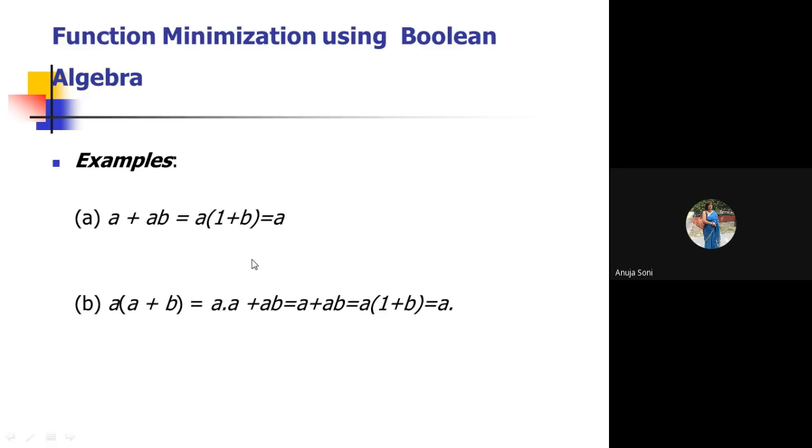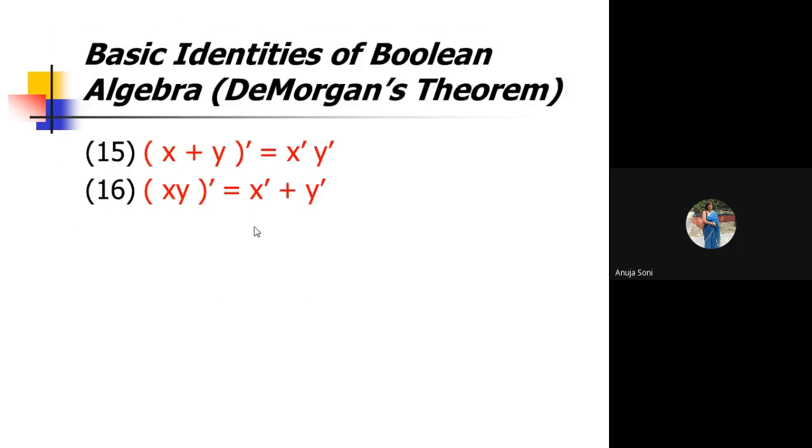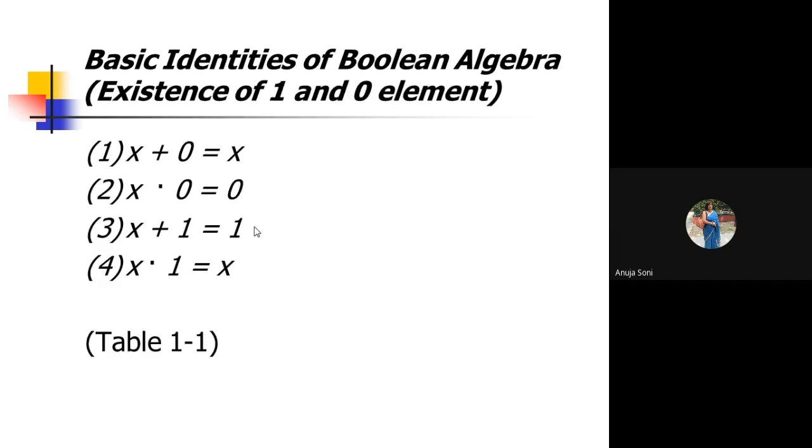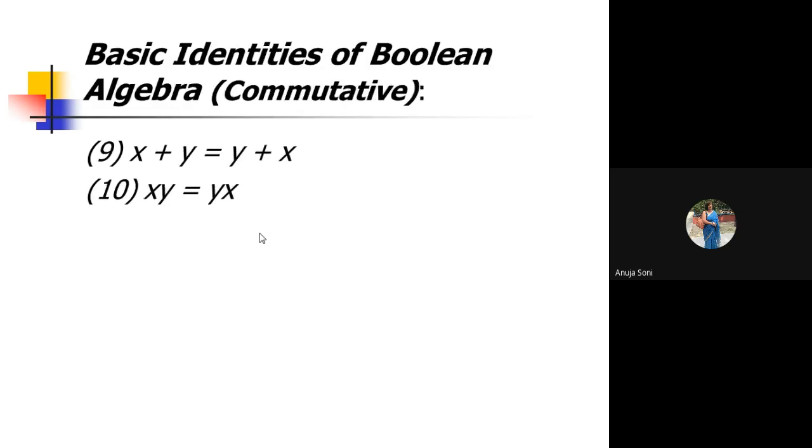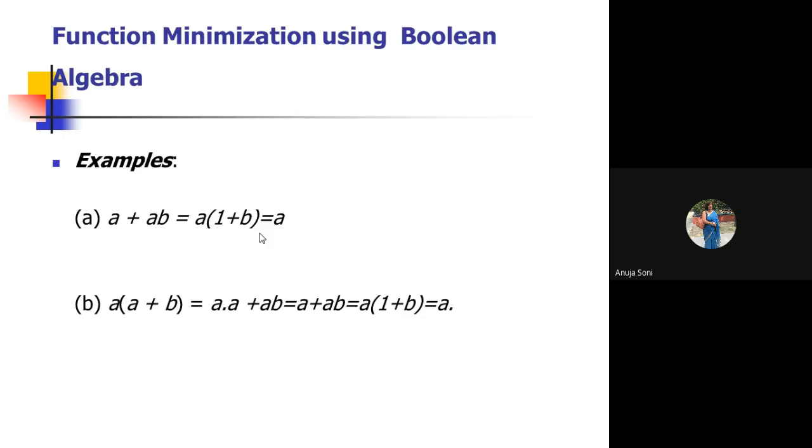This is the very first example, part A: A plus AB. If the left hand side needs to be simplified using the Boolean identities, how will it be simplified? A will be taken common, and we will be left with 1 plus B. By using the Boolean identity, 1 plus B is always equal to 1. If you go by it, x plus 1 is always equal to 1. We have applied this Boolean identity, and we have to mention the reason behind it, why and how we are going to simplify.